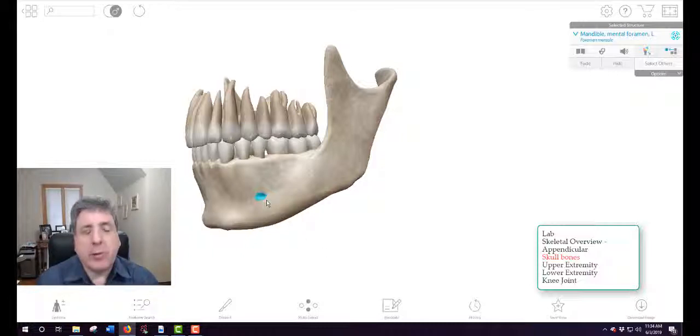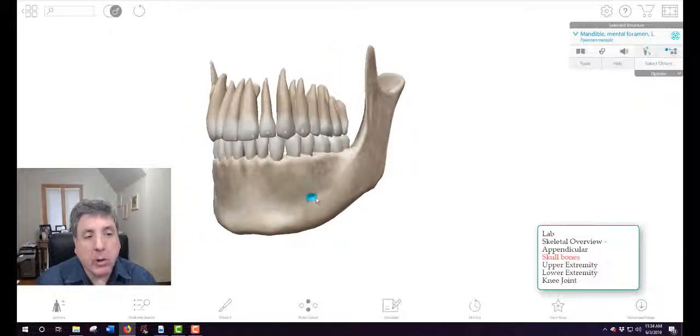So an example of a lab quiz for this, I could have a little sticker pointing to this tiny hole here, and the question would be, identify the structure or identify the marking. Okay, and in this case, you would say mental foramen. If I want to be more specific, I could say, what side is this? And you would say left mental foramen. Okay, so in lab quizzes, you want to be as specific as possible, and spelling does count.